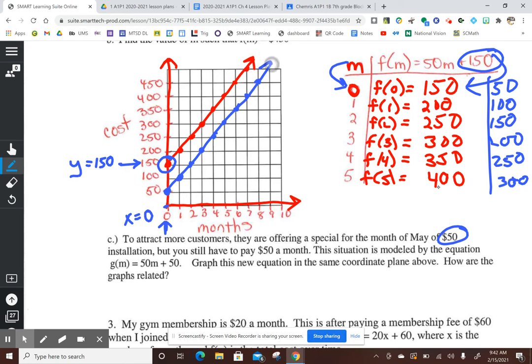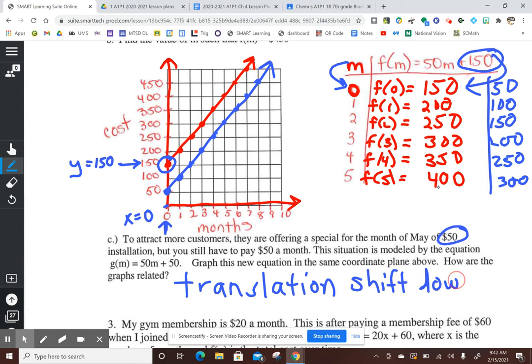And because the lines are parallel, one is a translation of the other. So since the lines are parallel, we just shift down 100. So when the lines are parallel, that would be a translation. If the slopes change, that would either be a vertical stretch or a vertical shrink. Okay, so I'm going to erase this. You go ahead and look at number 3 and get ready to do number 3.